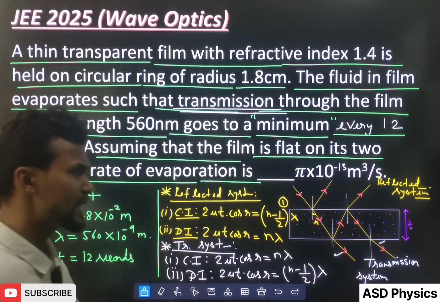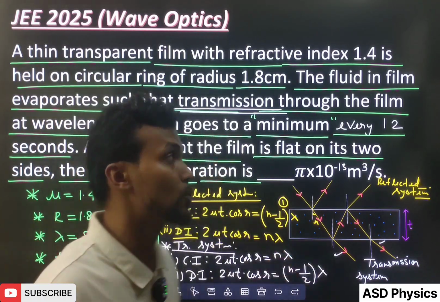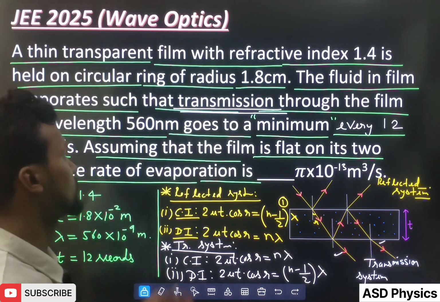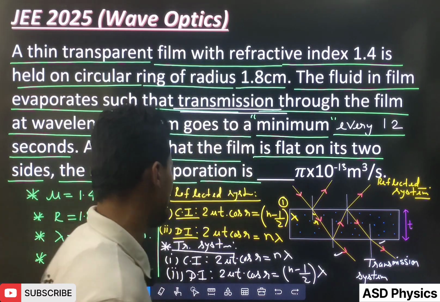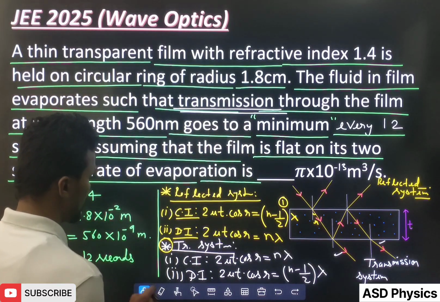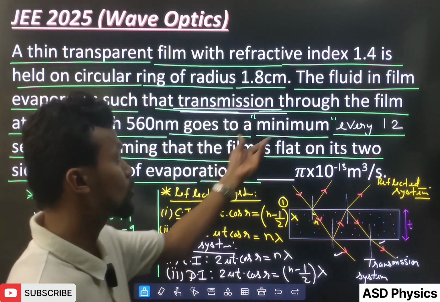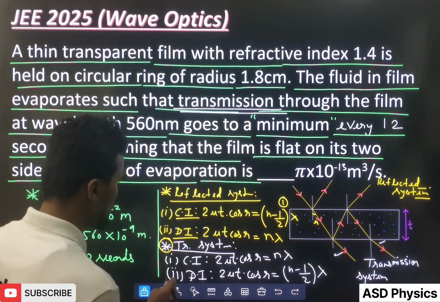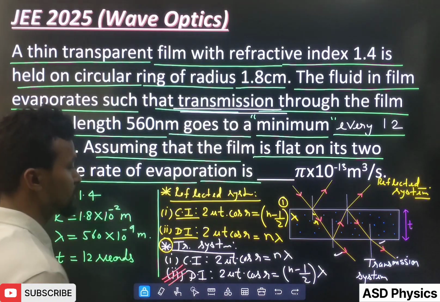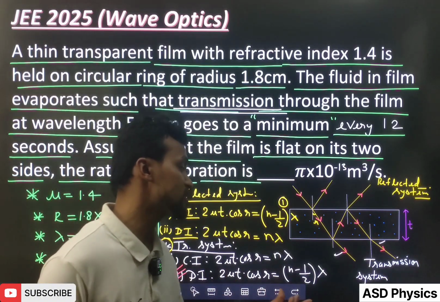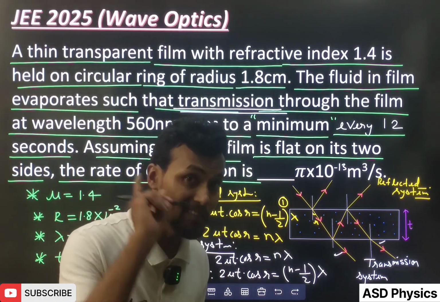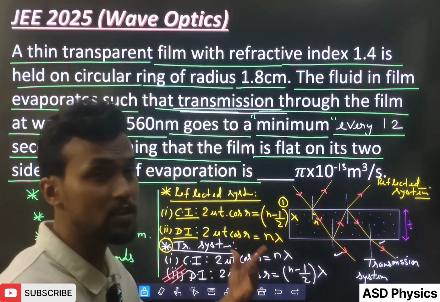Remember the formula. Any formula can be used anywhere depending upon the question. But now the question is talking about transmission, that means we have to use this one. After that, they are talking about the minimum, that means we have to use the destructive interference formula. The formula is 2 mu t cos r is equal to n minus half lambda. So this is our formula.